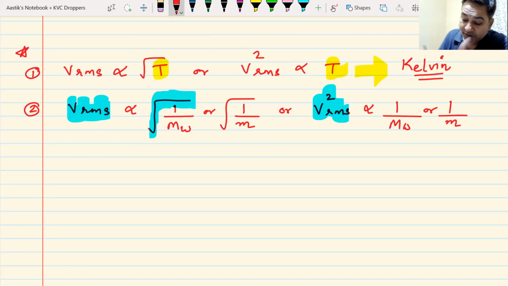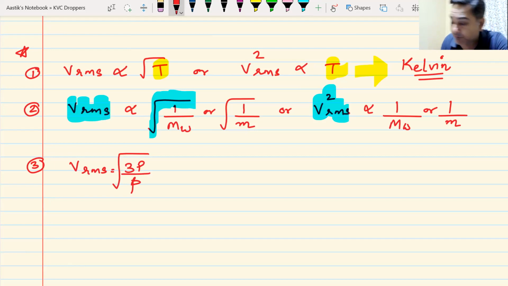Point number three, and a very important point. Now look here. We have seen this formula of VRMS equal to root of 3P by rho. Now this formula is misleading because it leads us to believe that pressure and density also influence the RMS velocity. From this formula, you can see VRMS is directly proportional to root over pressure, and inversely proportional to root over density.